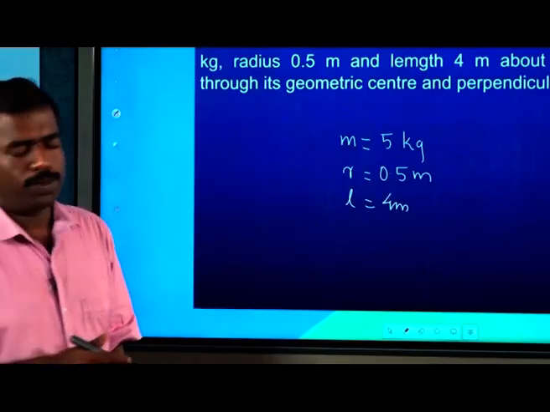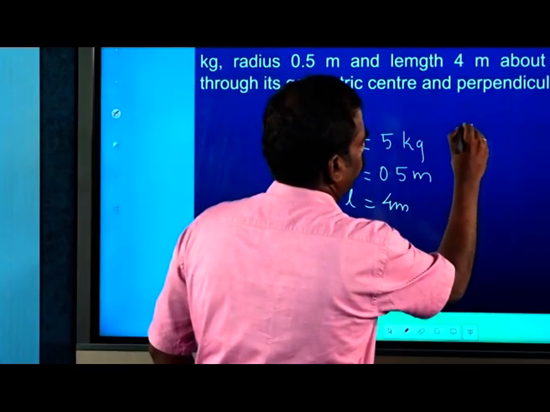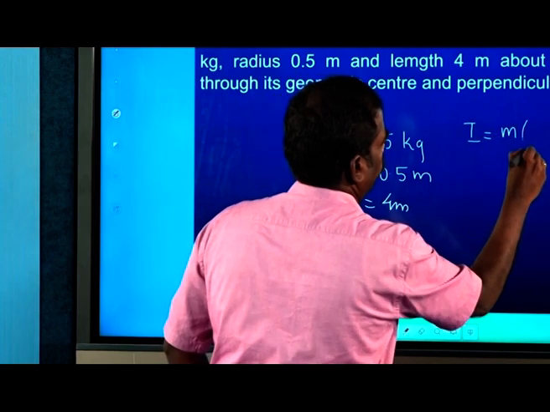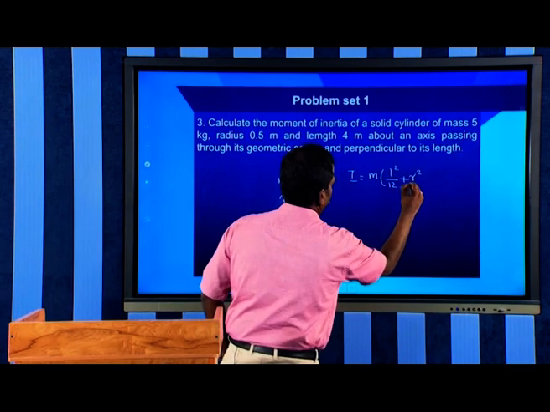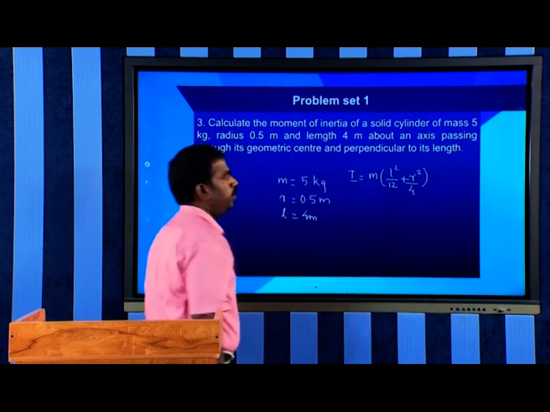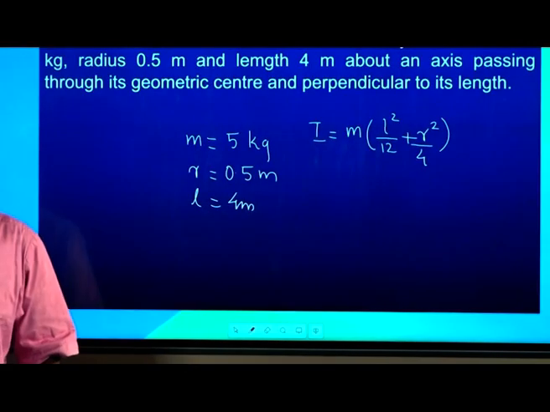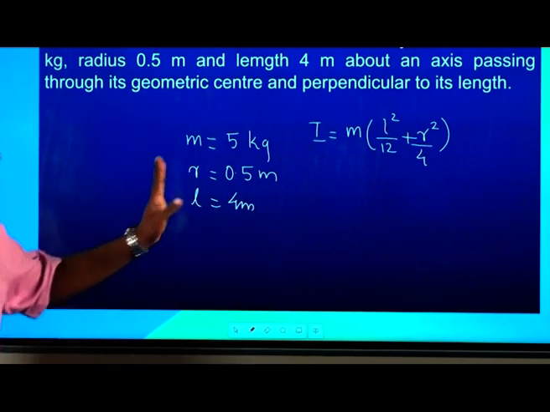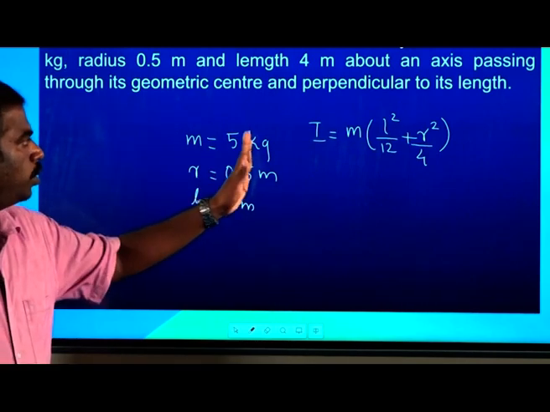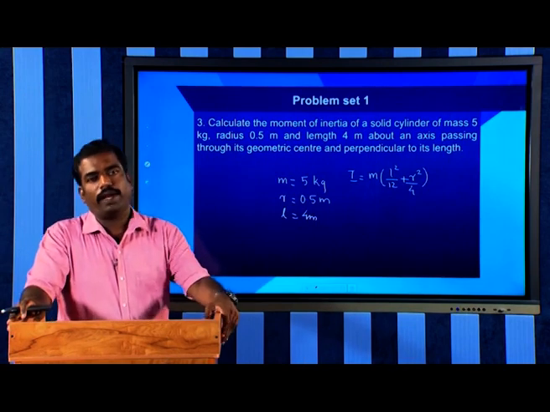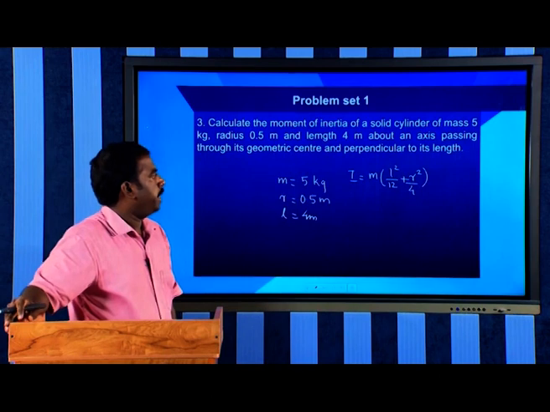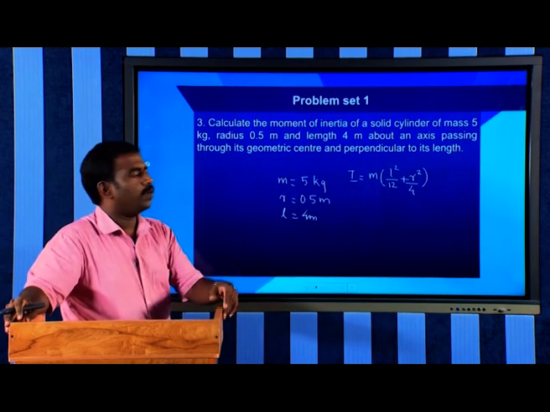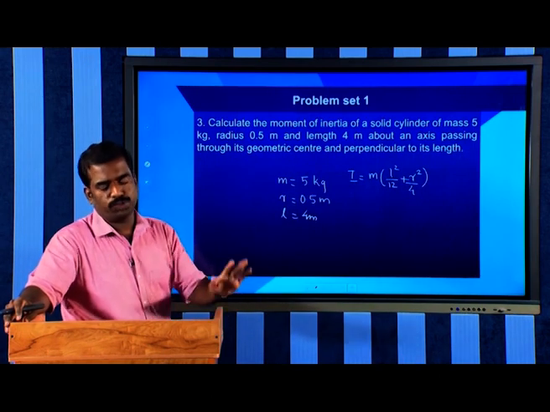What is the expression for the moment of inertia? I equal to m into L square by 12 plus r square by 4, that is it, m into L square by 12 plus r square by 4. Just substitute, all the variables are in SI unit. So, just substitute and get the final answer. It is up to you, just find out what is the final answer. I equal to m into L square by 12 plus r square by 4, direct substitution.